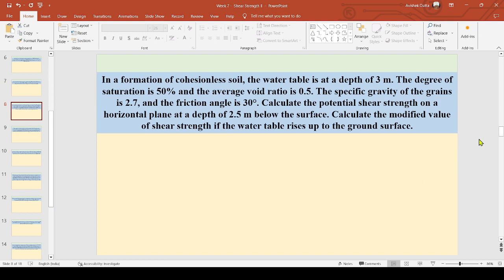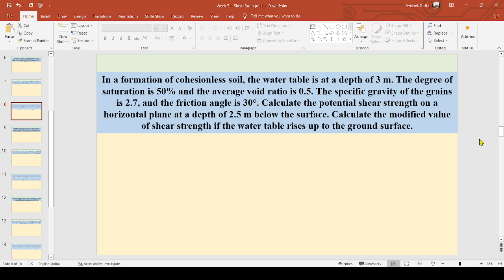In a formation of cohesionless soil, the water table is at a depth of 3 meter. The degree of saturation is 50% and the average void ratio is 0.5. The specific gravity of the grains is 2.7 and the friction angle is 30 degree. Calculate the potential shear strength on a horizontal plane at a depth of 2.5 meter below the surface. Calculate the modified value of shear strength if the water table rises up to the ground surface.